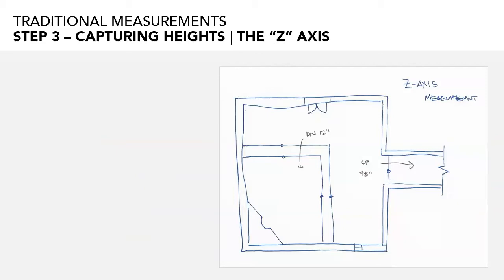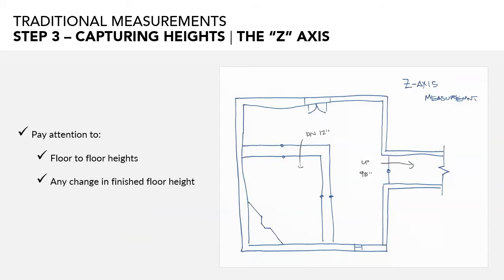However you've collected your height measurements, make sure that you've got them in the places that you're going to need them. Most of the areas will be obvious, like the tops of any steps, staircases, floor to floor heights, changes in finished floor height. Like you see there in that sketch, you've got some steps down and a stairwell going up to the next level.